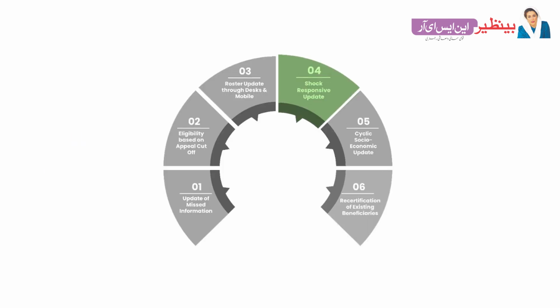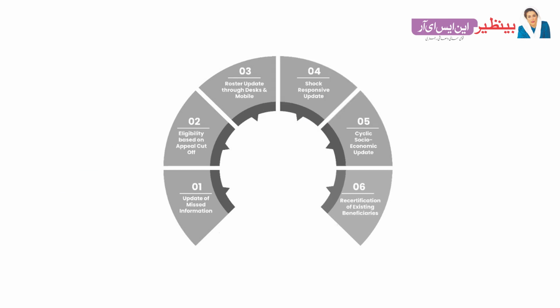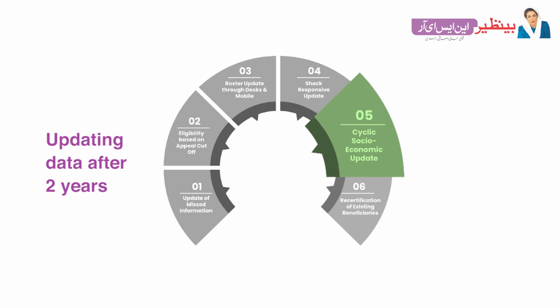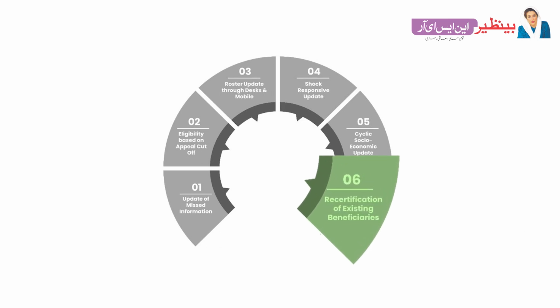Shock responsiveness is the fourth function, which is a distinctive feature of the dynamic registry. Through the shock responsive feature, BISP will trigger resurvey of households who are residing in disaster or calamity affected areas. Lastly, for non-beneficiaries of BISP's regular cash transfer program, the dynamic registry will start implementing the fifth function, which will allow households to provide their updated socioeconomic data after 2 years of their last survey. Similarly, with the sixth function of the dynamic registry system, the existing unconditional cash transfer beneficiaries will be reassessed after every 3 years.